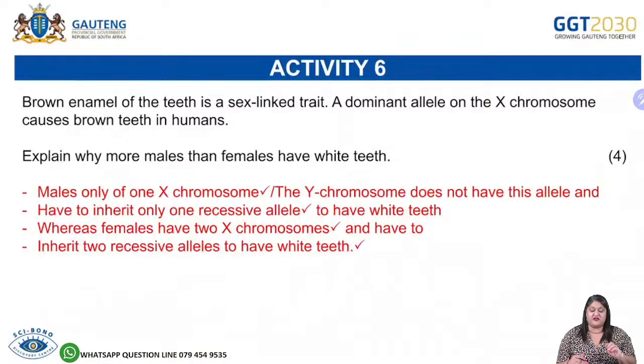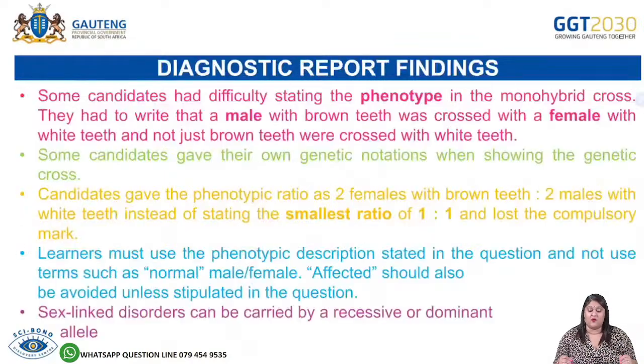And they have to inherit only 1 recessive allele to have white teeth. So they only need 1 X to have brown, and they only need 1 X to have white. Whereas females have 2 X chromosomes. So if we order them to have white teeth, they need to have 2 recessive alleles. Okay, so they need to have 2, whereas males only need to have the 1.